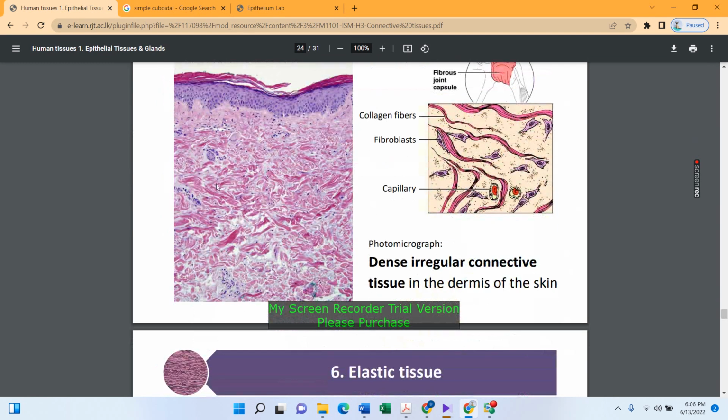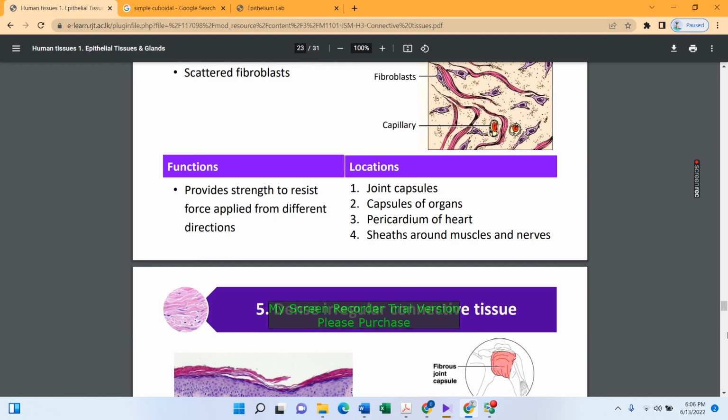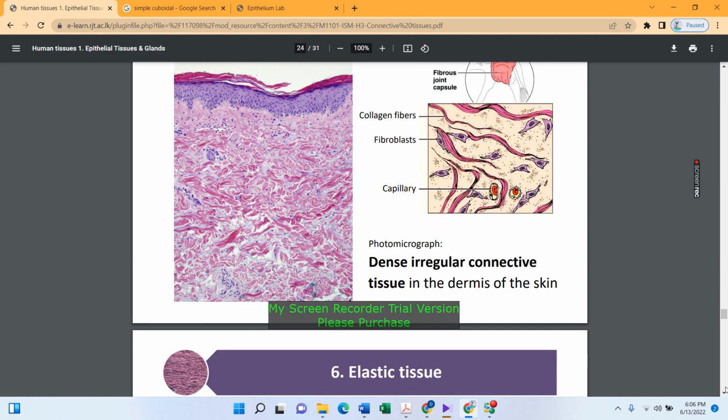This is the histological diagram. You can see this randomly arranged collagen, and there are several fibroblasts between them. They are also scattered everywhere. This is found in dermis of the skin. Actually, the skin is given forces from different directions, and we have to provide strength to resist them. This is the dermis, and this is the epidermis, right? This is the keratinized layers of skin. So the dermis is composed of dense irregular connective tissue. It's a very important fact you should remember.